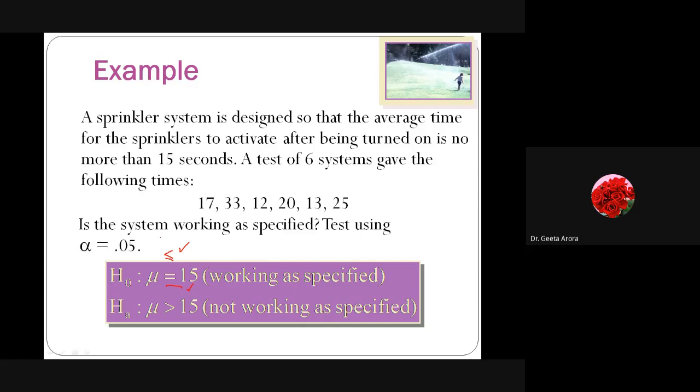It is the greater than sign. Right? We have to write down the opposite one in the alternative hypothesis. So this we have written as HA, meaning mu greater than 15, meaning the sprinkler system is not working as specified. Correct. Now what is the next step?